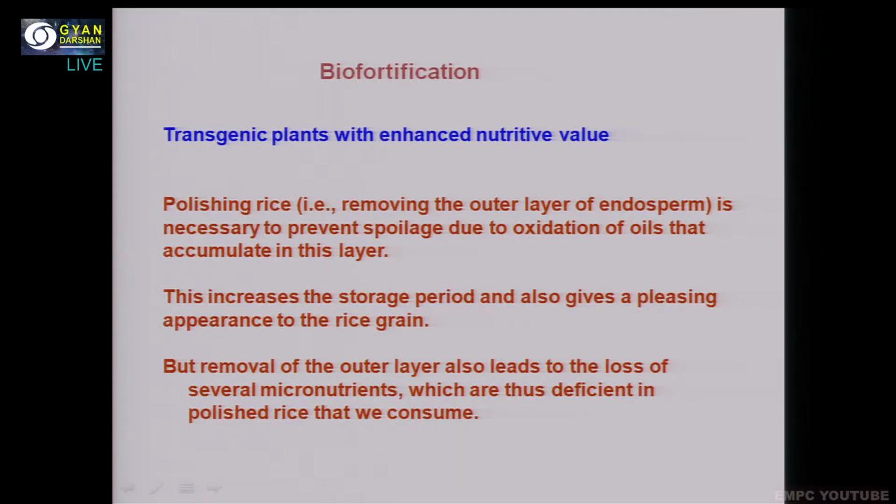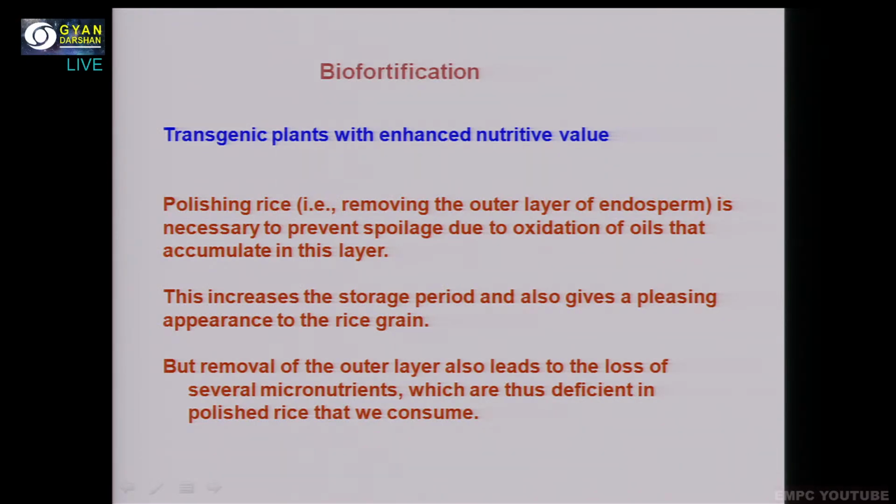Now, what is the problem with rice? Normally, we consume rice as our staple food, but mind that we take polished rice, and polishing actually has a lot of demerits, like it removes the outer layer of the endosperm, which we call the aleurone layer. So, normally this is being removed. Why is this removed? Because if it is retained, then there will be spoilage of grains due to oxidation of oil. And so, if you remove this layer, then that removal leads to better grain storage, number one. Number two, it also gives a very pleasing appearance to the rice grain if you polish it. So, that is why normally the rice that we consume is polished rice, and removal of this outer layer leads to the loss of several micronutrients.